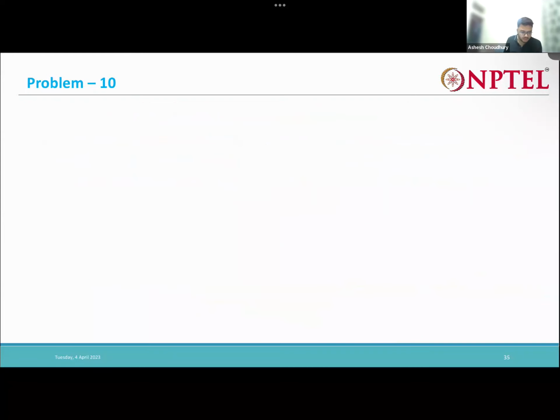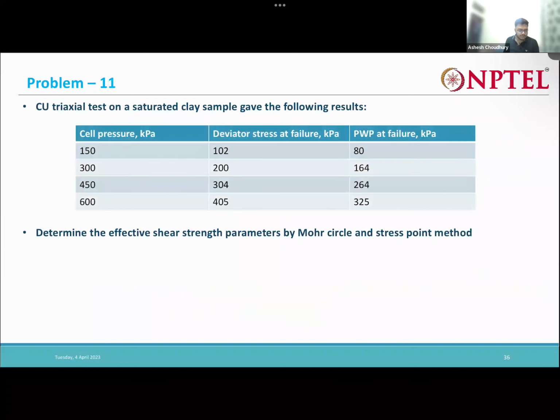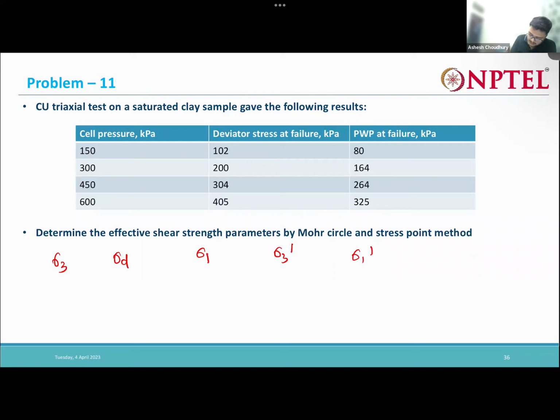Okay, so I have one more problem, the last problem. This is also based on the CU test only. The cell pressure is given, the deviatoric stress at failure is given, and the pore water pressure at failure is given. So sigma 3 I know, sigma D I know. I can get sigma 1, sigma 3 dash, sigma 1 dash, P dash, and Q dash, right?